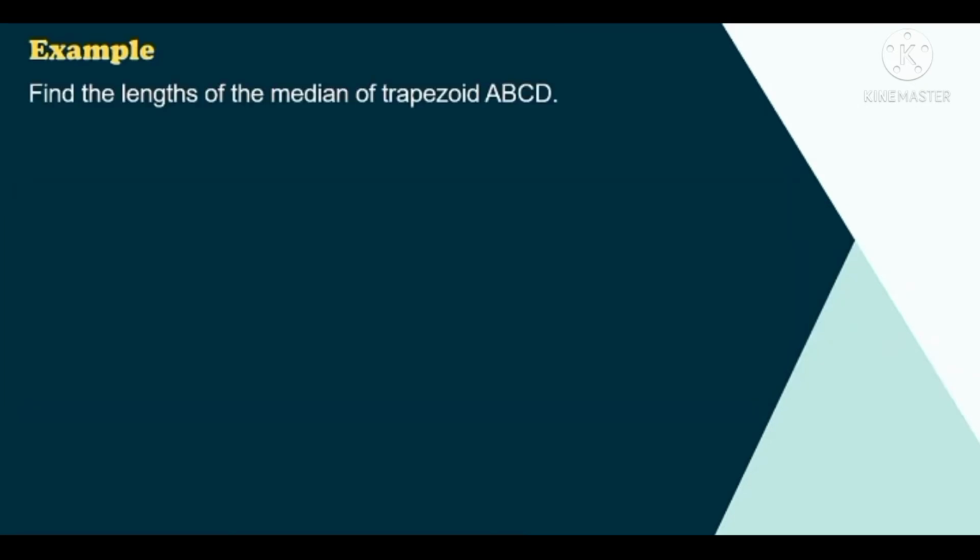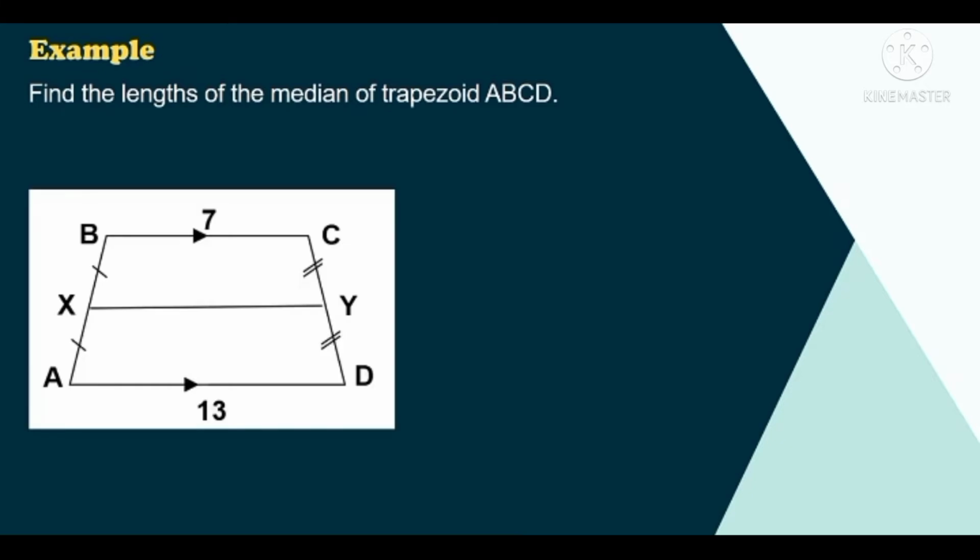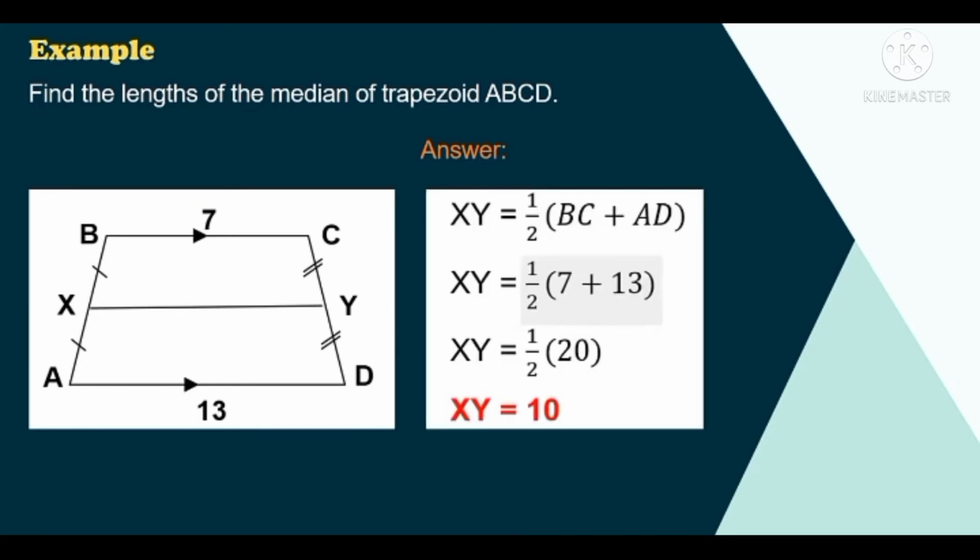Find the length of the median of trapezoid ABCD. Remember that segment XY is the median or midline of trapezoid ABCD. Notice that the bases measure 7 and 13. Using the midline theorem, the midline is equal to 1/2 the sum of the bases. So 7 plus 13 is equal to 20, and 1/2 of 20 is equal to 10. Therefore, the measurement of the midline XY is equal to 10.